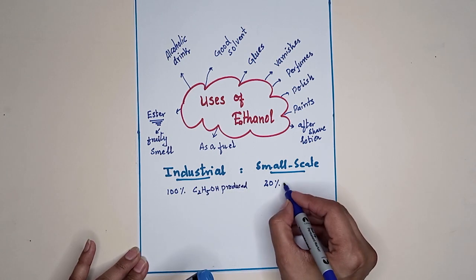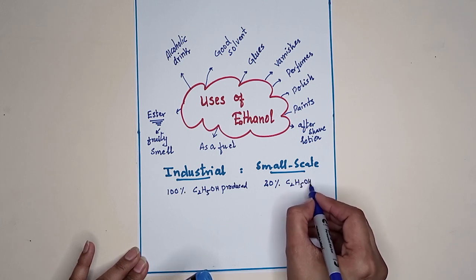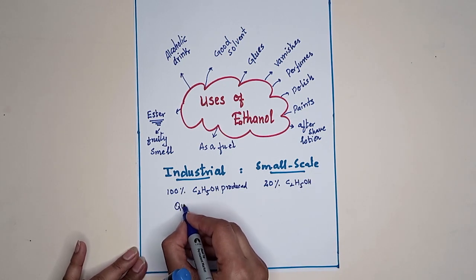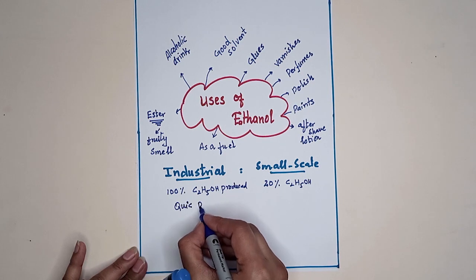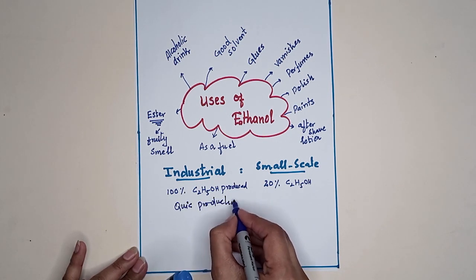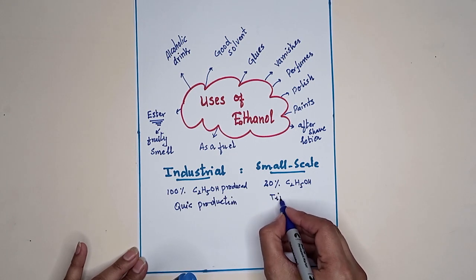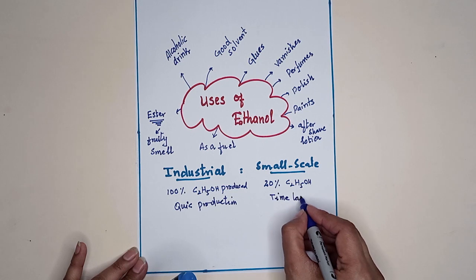On the industrial scale, 100% ethanol is produced, while on small scale 20% ethanol is produced. Industrial production is quick, whereas on small scale it is a little slow, time-taking process.